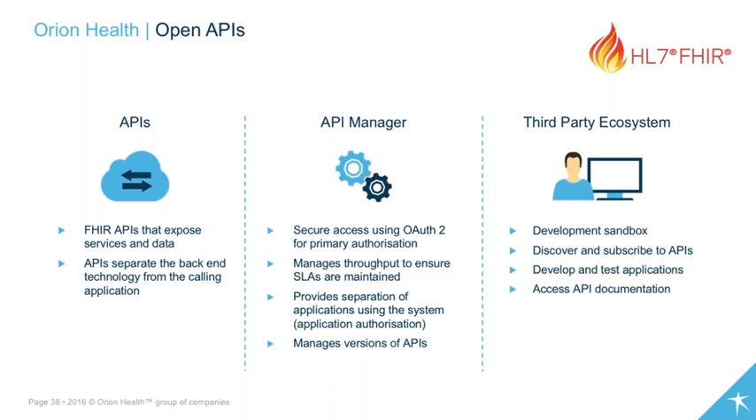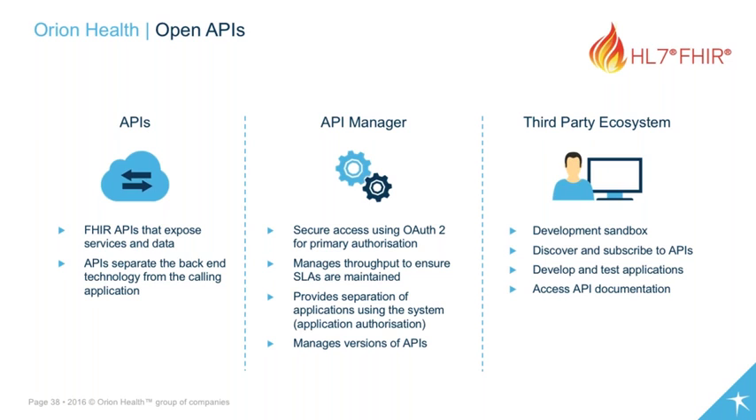Then we need to look at the API management. The API management layer typically provides you with your authentication, so secure access across the platform, who should be accessing what APIs, and how you make sure that they're throttled and some applications don't affect the performance of other applications. So that API management layer gives you that important ability to handle SLAs.